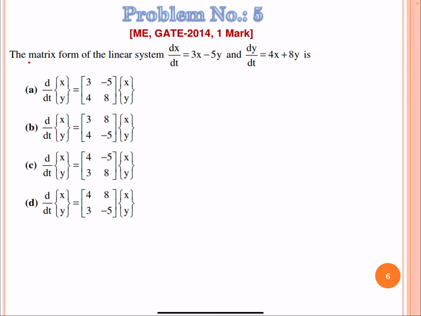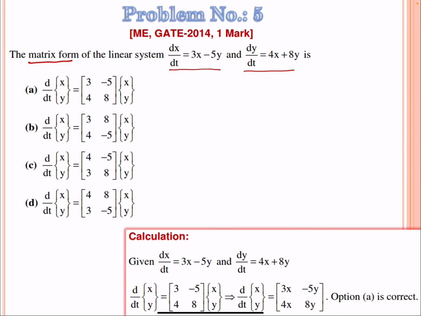Now the matrix form of the linear system dx over dt is equal to 3x minus 5y and dy over dt is equal to 4x plus 8y is, we have given 4 options. These two ordinary differential equations in matrix form can also be written this way: d over dt of x y is equal to the matrix 3, minus 5, 4, 8 times x and y. This right side can also be written as 3x minus 5y, 4x plus 8y, which clearly shows that A option is correct. Clear? A option is correct.